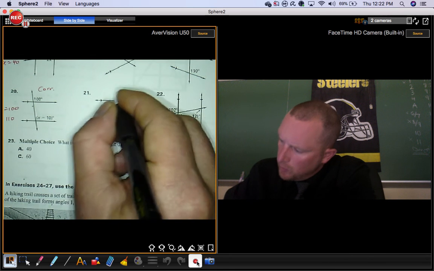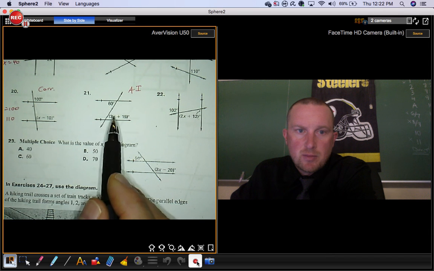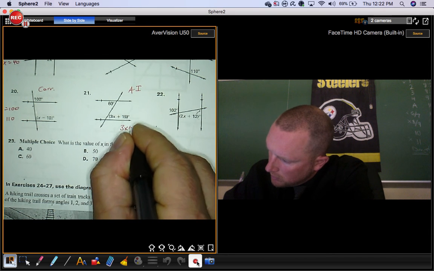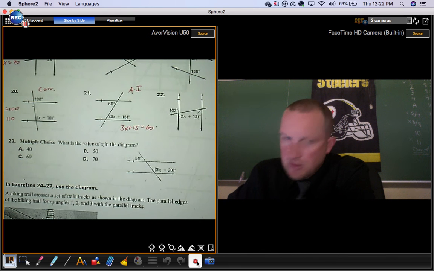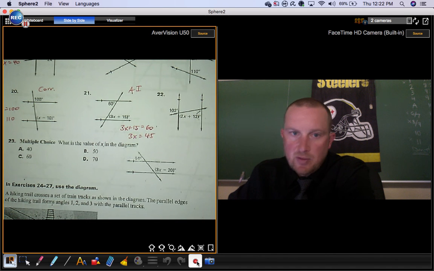Number 21, we have alternate interior angles. That means they're the same. If this is 60, that's 60. Write an equation so you can figure out what x is. Take away 15 from both sides. Divide by 3.